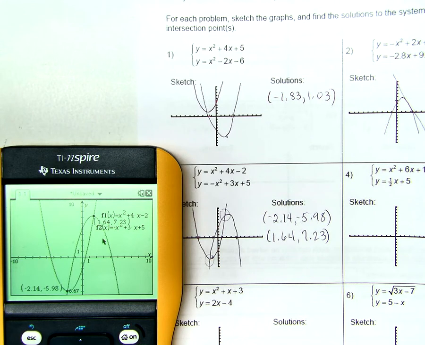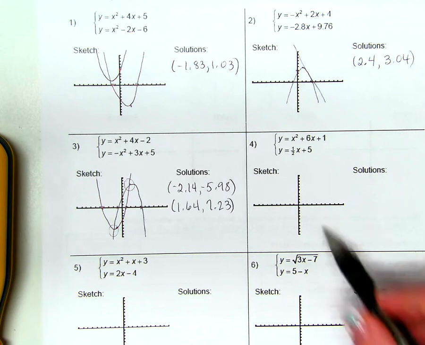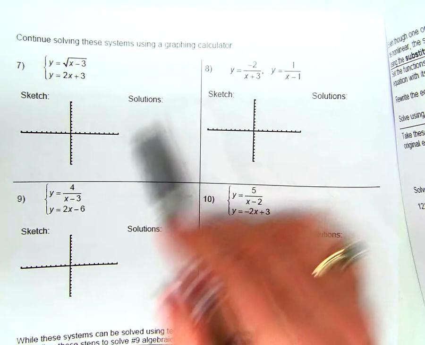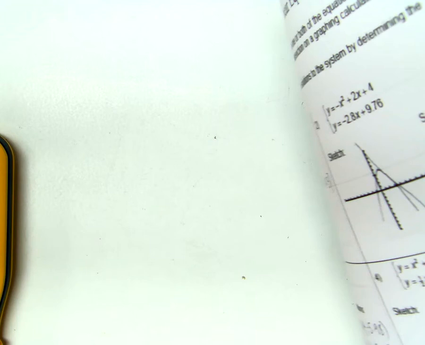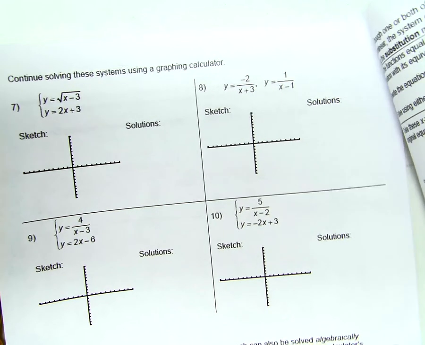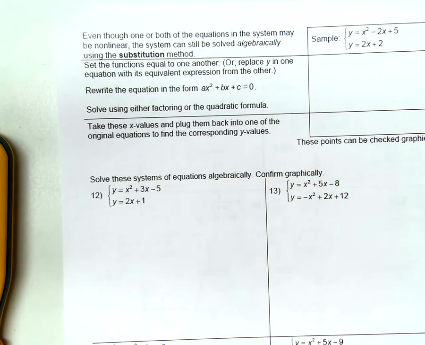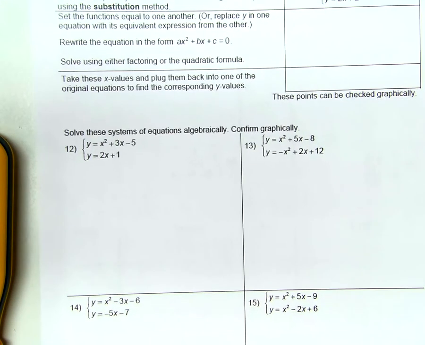If there are two solutions, you have to find both of them. Don't just find one and think that's enough. Okay, so you have these 3 to do on the front and these 4 to do on the back of the first page. Please understand you have to have a calculator for these, so please get these done in class.